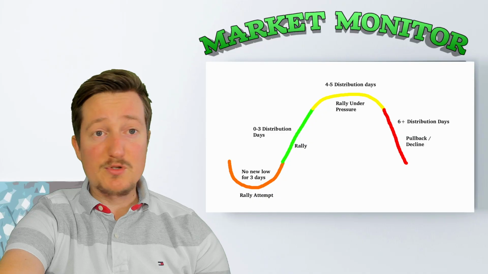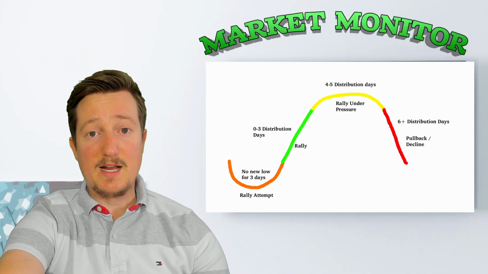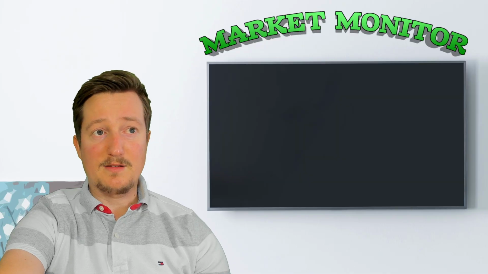And the average orange cycle is actually negative 1%. So, we could see a 1% down day, and that would be totally normal and natural. So let's move on to the stage analysis.